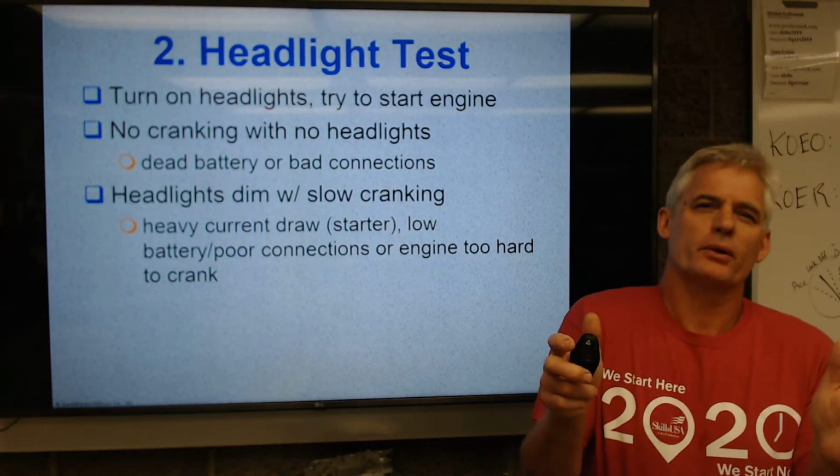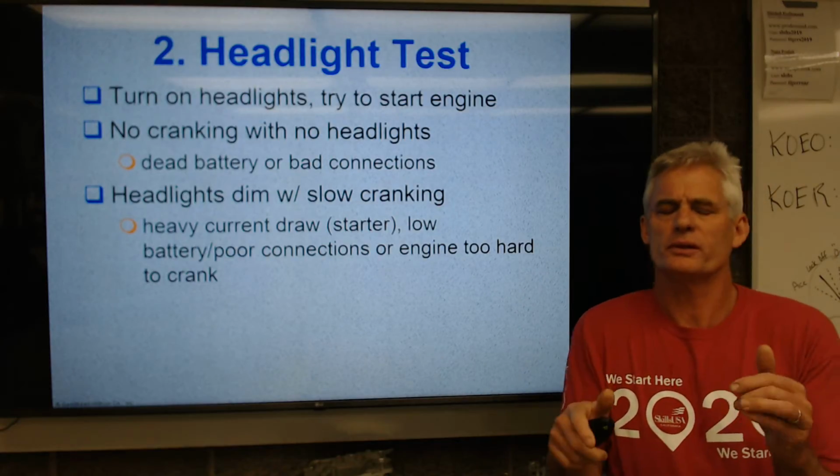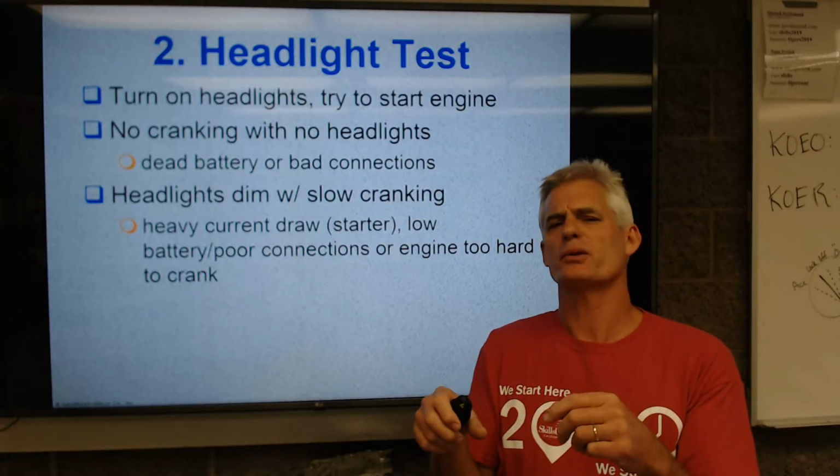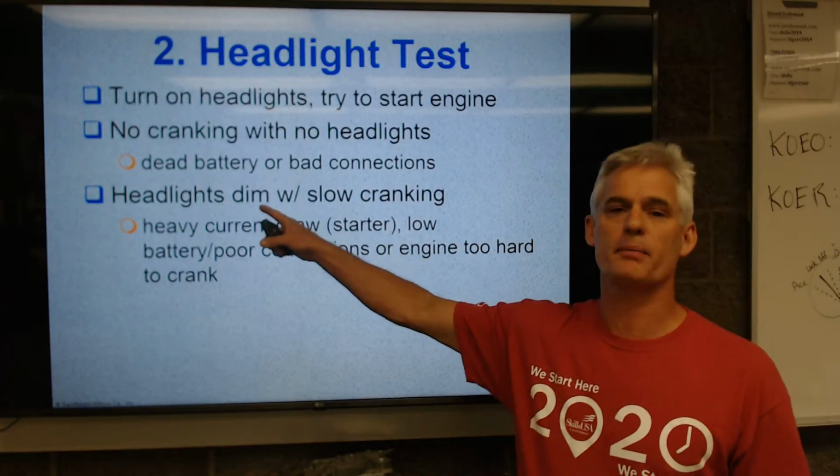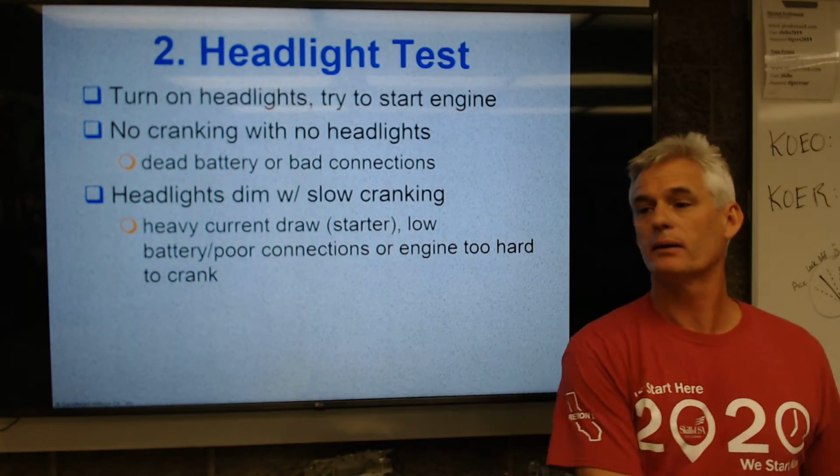When we're cranking, we're usually at 10 or 11 volts, and we'll do this on the car. The headlights are used to being at least 12 volts, so they dim just a little bit. So we expect it to dim, but we don't expect slow cranking.